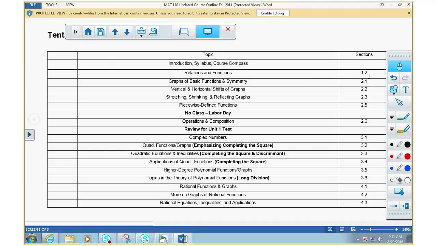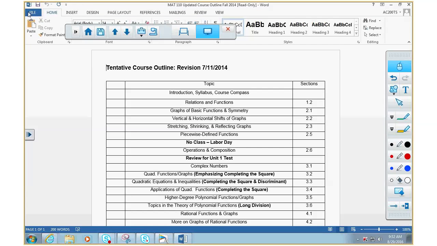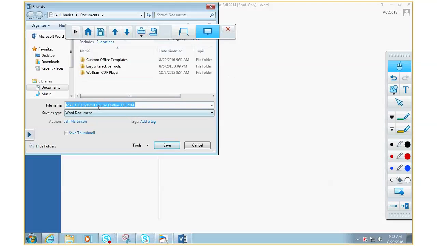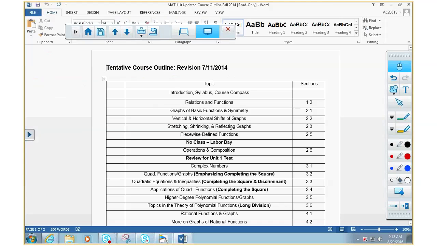Relations and functions, 1.2, 2.1. We're going to go through 2.6. All right, 1.2, then 2.1 through 2.6. I'll save this. Save as my documents, Math 110, and I'll send that to y'all at the end of class. Relations and functions. There we go. All right. Sorry about that.